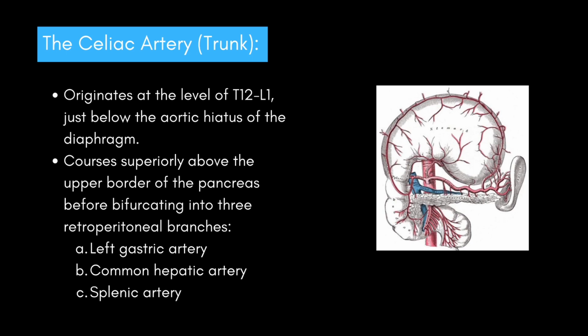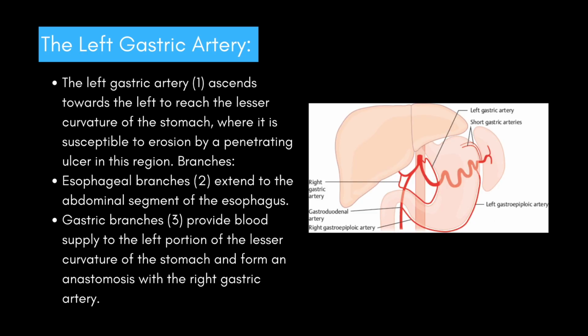Let's go ahead and take a look at the celiac artery in greater detail. The celiac artery, also known as the celiac trunk, originates at the level of T12 to L1, just below the aortic hiatus of the diaphragm. It courses superiorly above the upper border of the pancreas before bifurcating into three retroperitoneal branches: the left gastric artery, the common hepatic artery, and the splenic artery. Let's go ahead and move on.